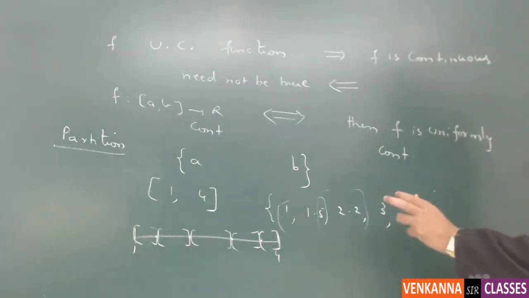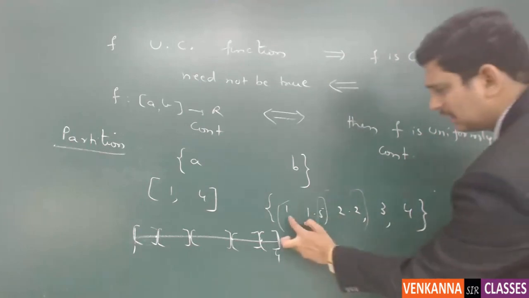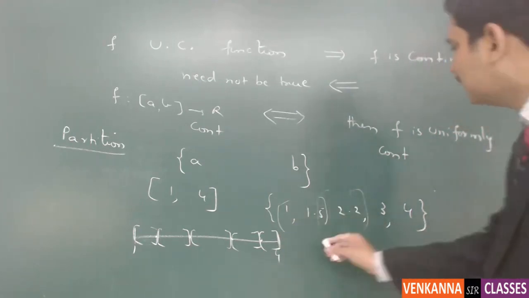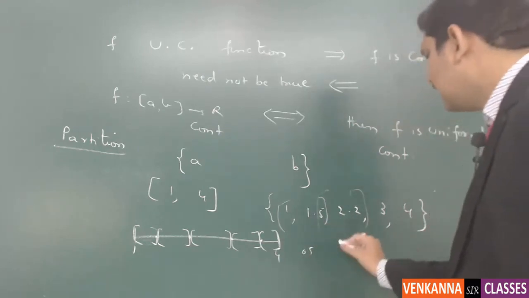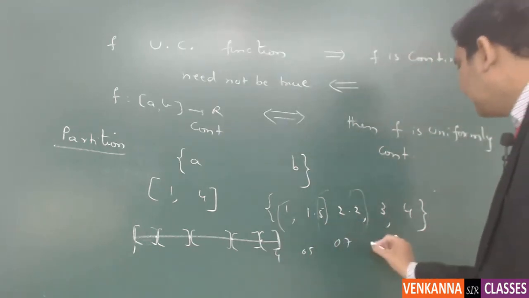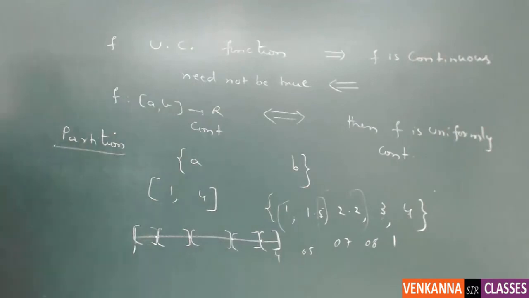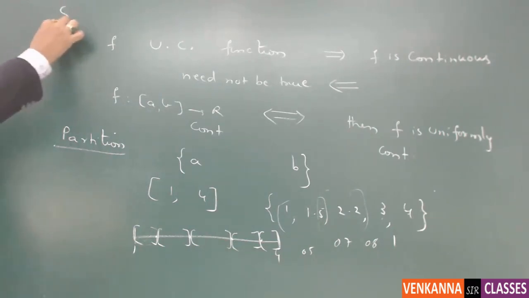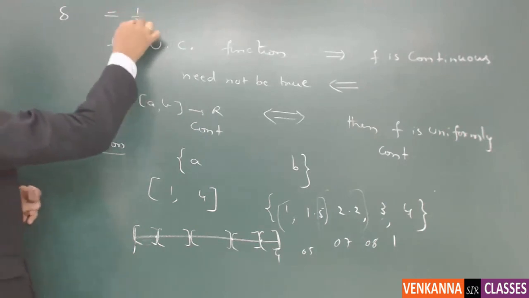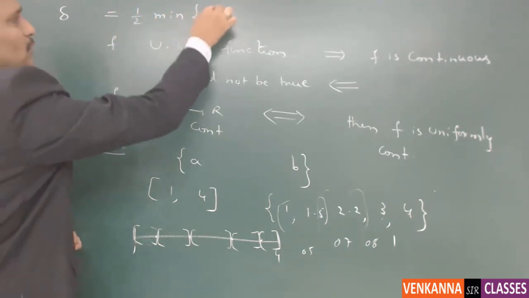So for each subinterval, the length is there. What is the length here? The difference between these two. Here the length is 0.5. Here the length is 0.7. Here the length is 0.8. Here the length is 1. So length is nothing but the difference between endpoints of the subinterval. Now, among all the lengths, what is the smallest one? 0.5. Now, the delta is defined as half of the minimum of the subinterval lengths.